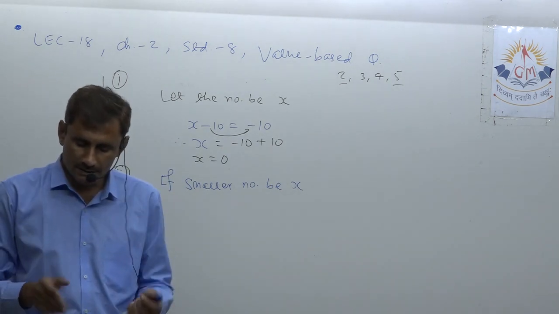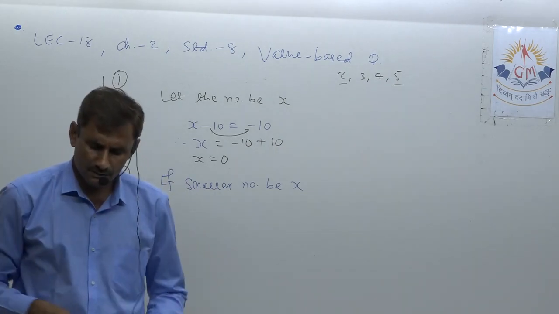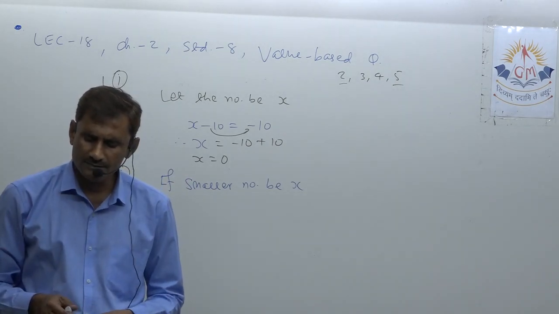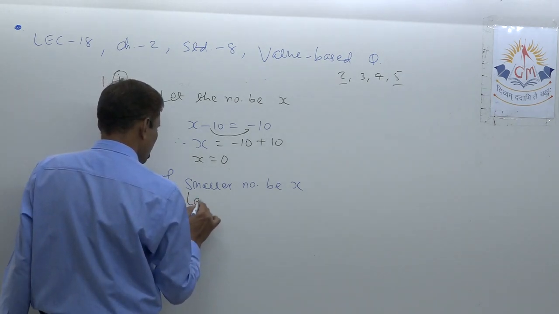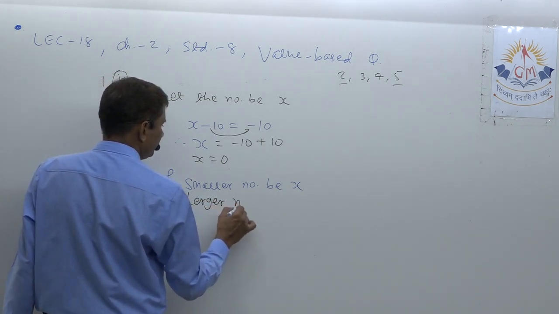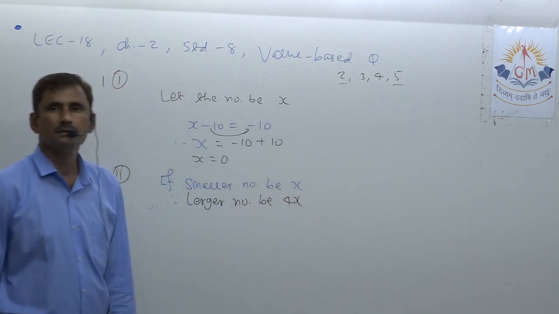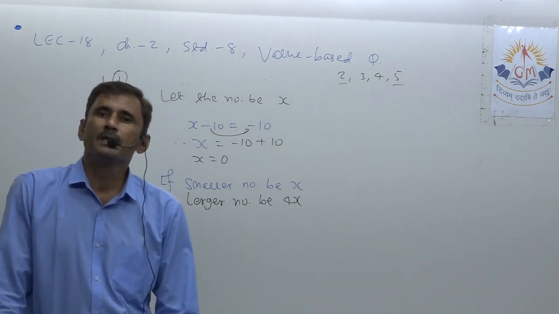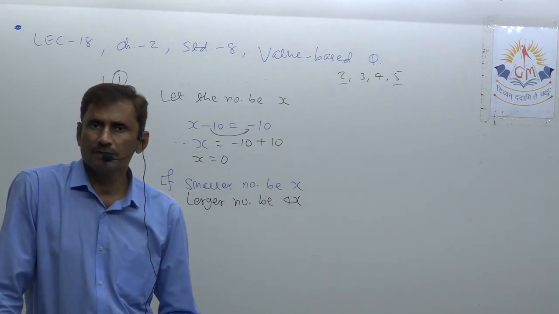okay, so the larger number. They do not say larger number, they say one number, meaning the larger number. So the larger number becomes how much? 4 times, meaning 4x. Okay, so therefore the larger number is 4x. Why? They have told us it is 4 times the smaller number.